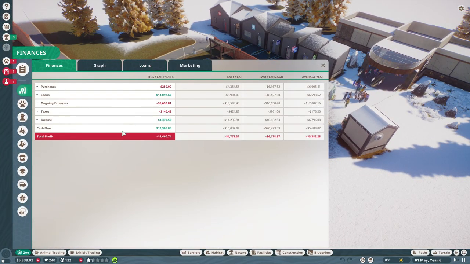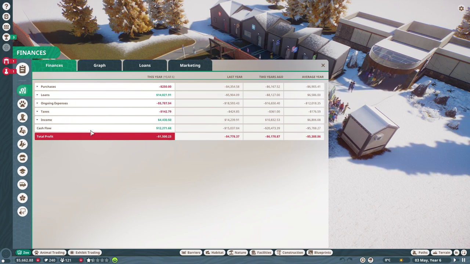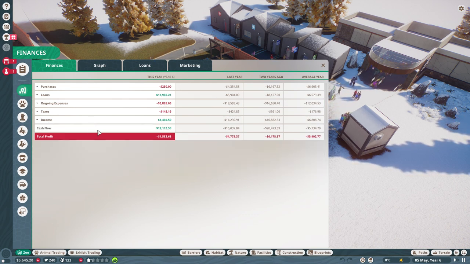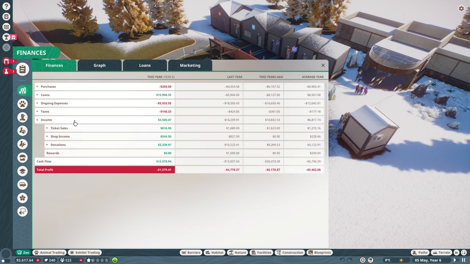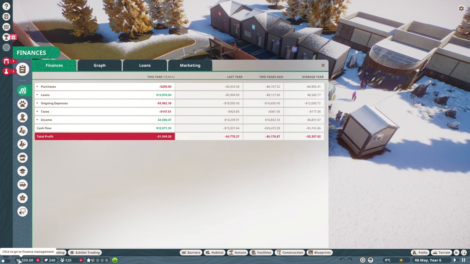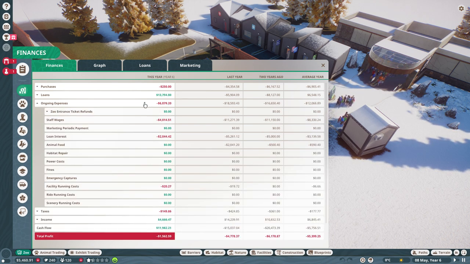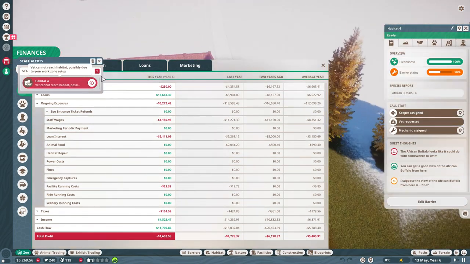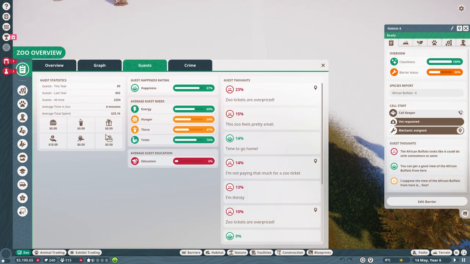We need a bunch of money quick. Oh, let's check our finances. Cash flow, income. Cash flow is good. That's good. Last week, my cash flow was going down. So, I don't know why my money's going down. That's pretty hard to know. Oh, my loan interest. Staff wages, bro. Staff wages takes a lot.